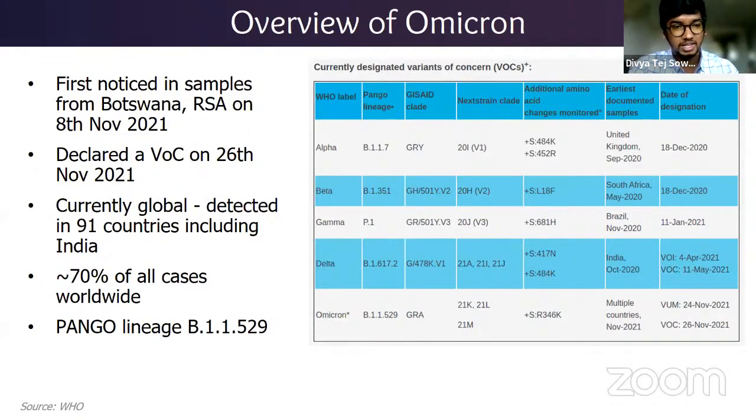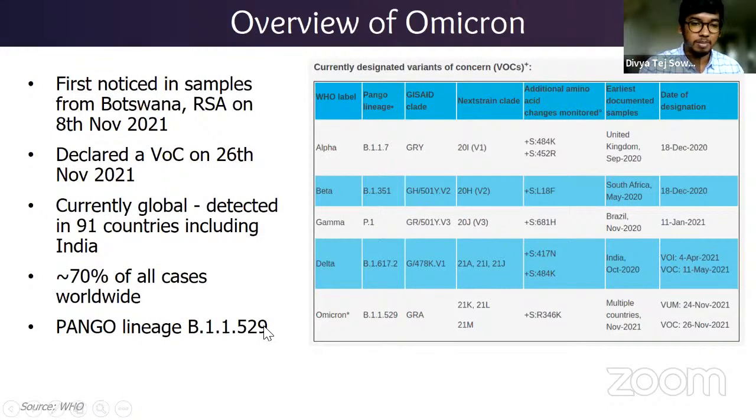Although it was 91 countries then, it's now more than 100 countries where it's been detected, including India, of course. And what is even more impressive is that it is currently accountable for almost 80% of all cases worldwide. And this is happening despite the fact that in many large countries, there is an active Delta wave going on. So in the middle of a wave by some other variant, this variant is able to beat that in spread and contribute to so many cases worldwide.